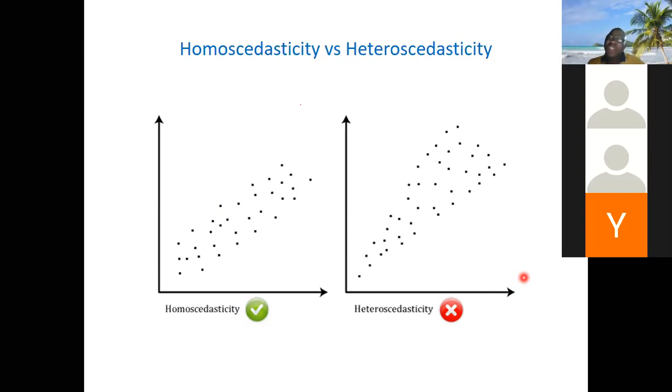Something may happen over time, so it usually happens in that type of data. And there are many other factors that can cause heteroscedasticity. So the residual variance should be the same. The variance of the residual from the regression line should be the same across the different levels.